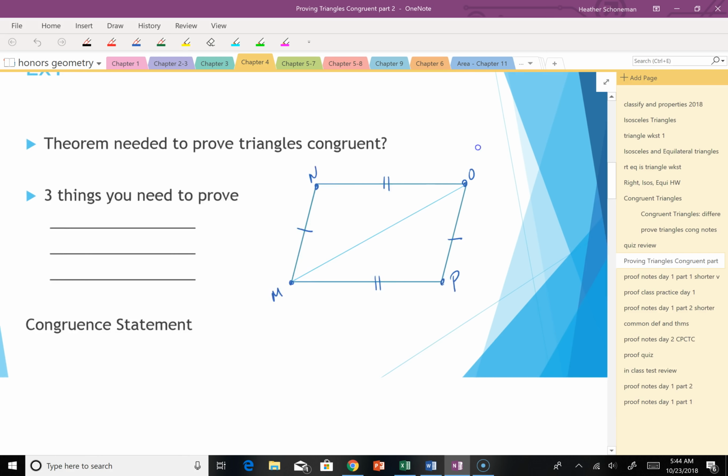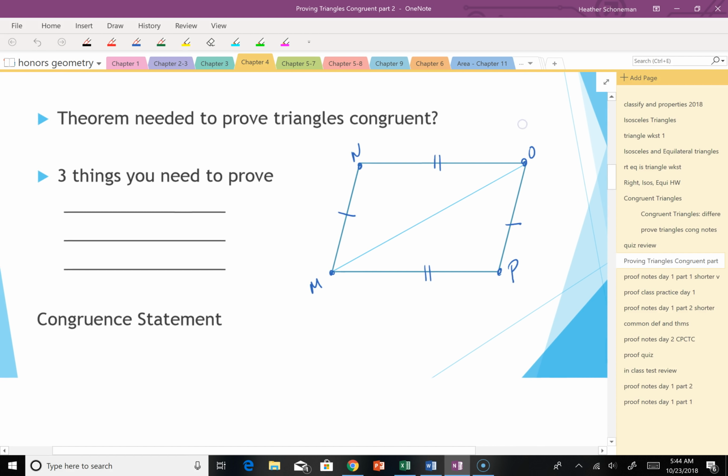Alright, so this first problem. First thing it asks is what theorem are we going to use to prove these triangles congruent? So this is what we did last time. So we're going to identify our three facts. So the right and left are congruent, the top and bottom are congruent, and the side in the middle is congruent. So we have three sides, so we can use side, side, side. This one's pretty easy to spot.